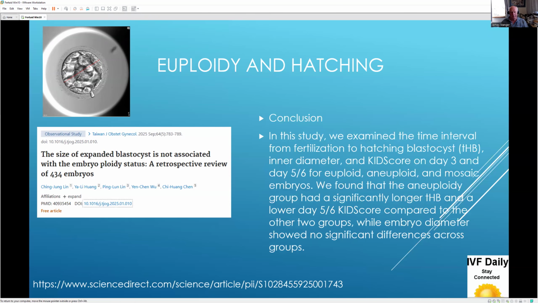post-assisted hatching. In this study, they examined the time interval from fertilization to hatching, the inner diameter, and the KID score day 3 and day 5 for euploid, aneuploid and mosaic embryos, and they found that the aneuploid group had a significantly longer time to hatching and a lower day 5, day 6 KID score compared to the other two groups.